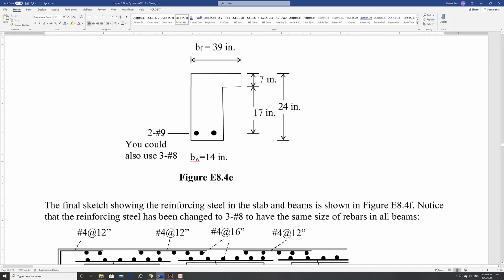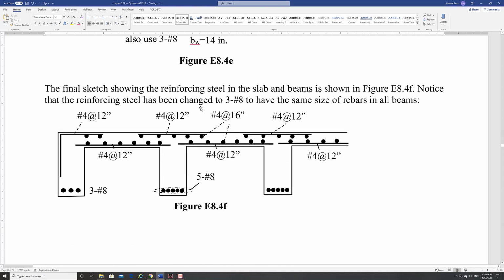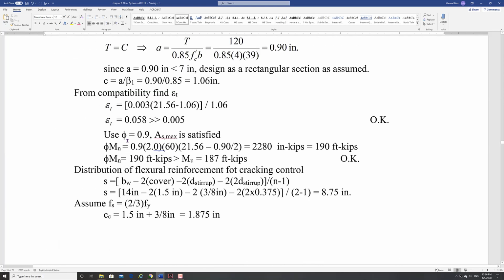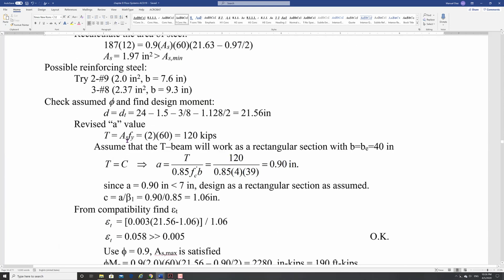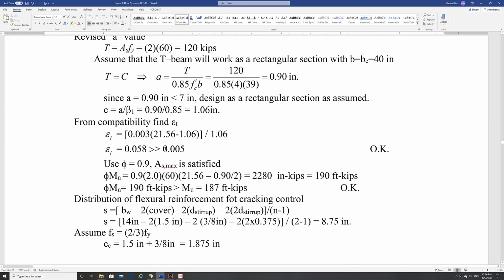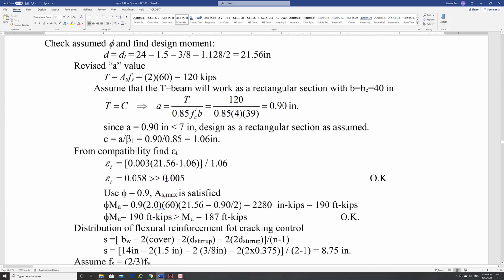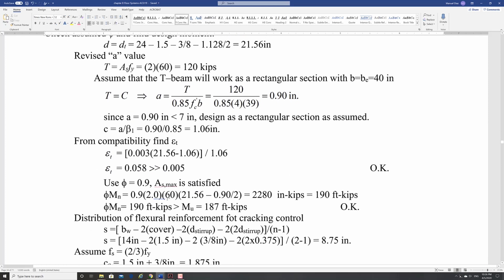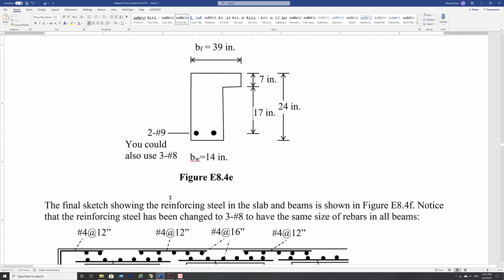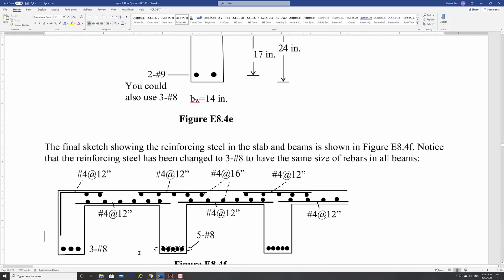So this is what you have then, 2 number 9s for the exterior. Now, here what I did is, since we have plenty of ductility, as you can see here, if I change this to 237, that is an increasing area, but not a lot to change this. And so I changed it to 3 number 8s for another reason, because now I have everything 8s at the bottom. So we can do that.